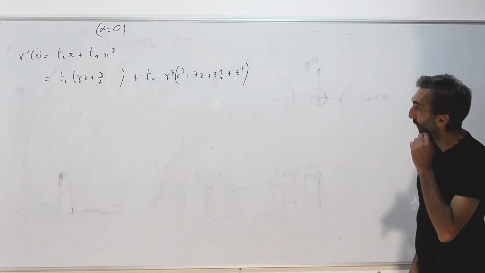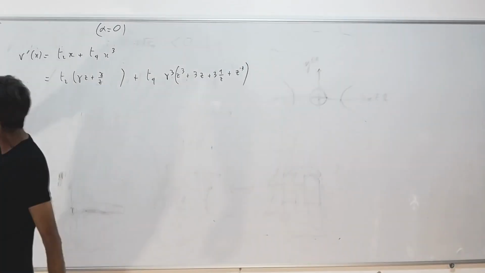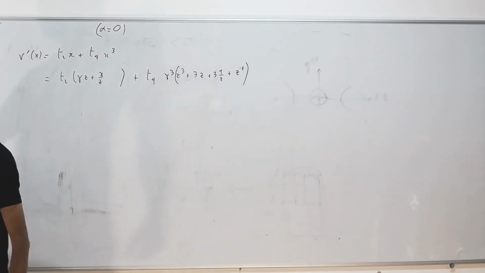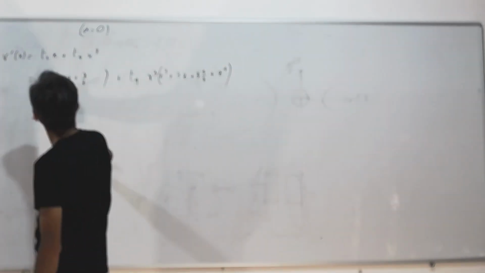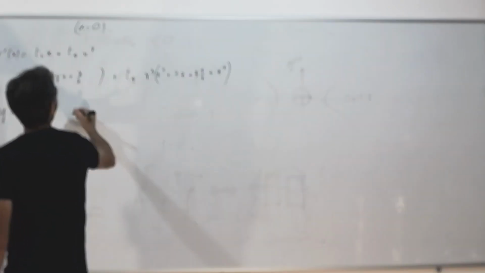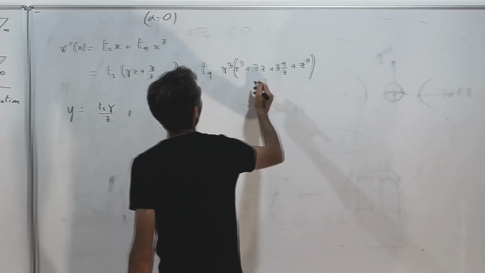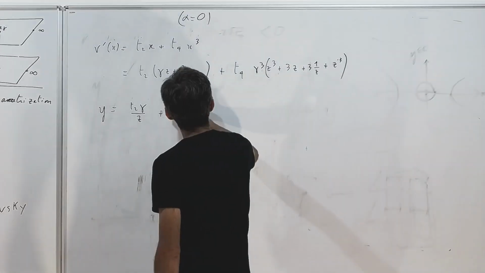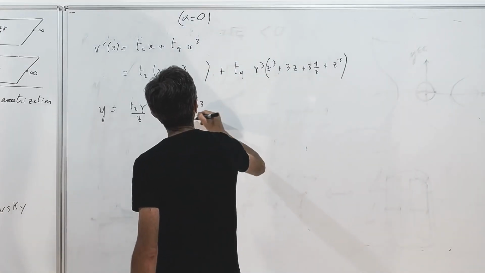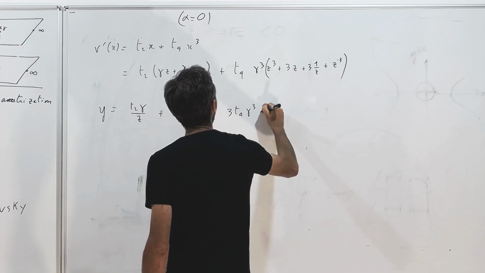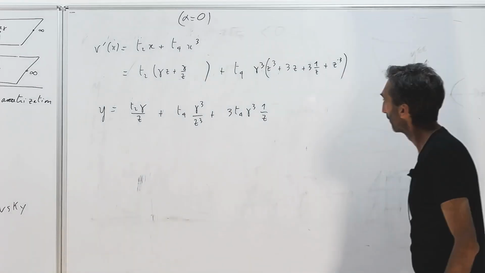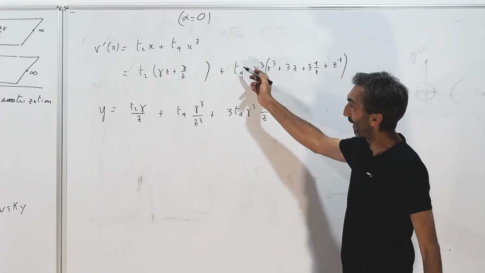Basically, this constraint is going to say that the negative powers of z should match on the two sides. So we read immediately that y is going to be t2 gamma over z plus t4 gamma cubed over z cubed plus 3 t4 gamma cubed over z. So I just read it from there.